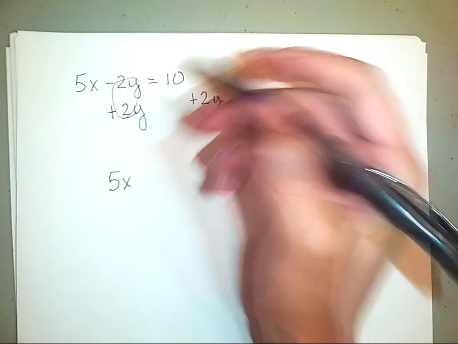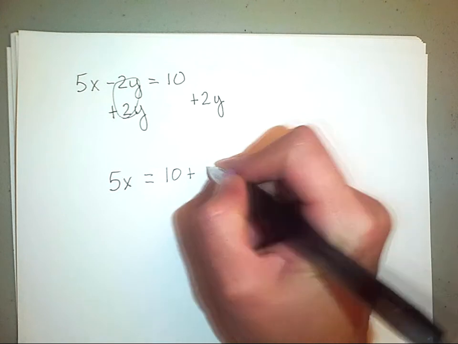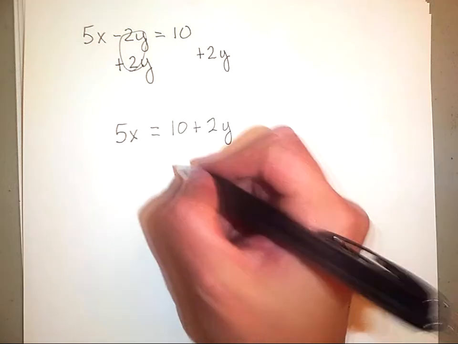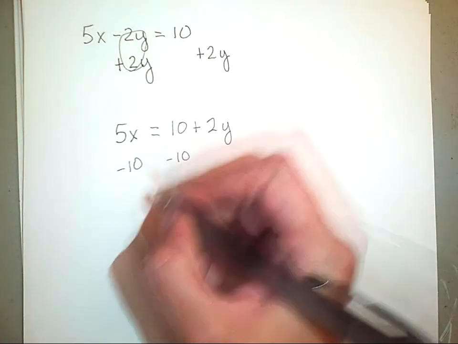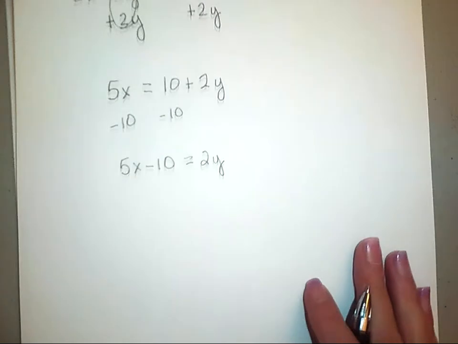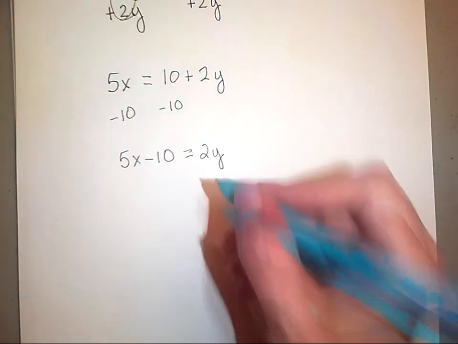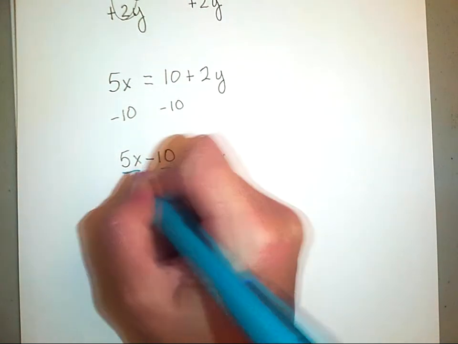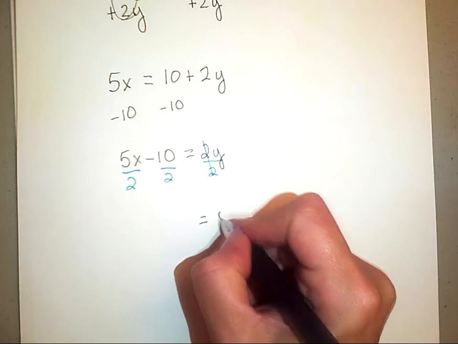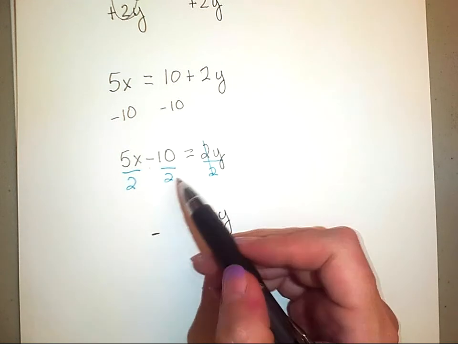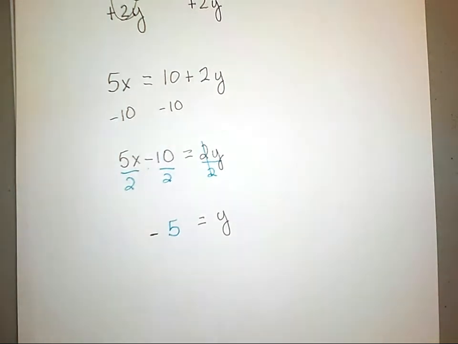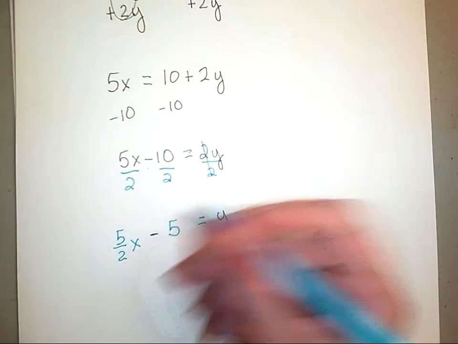So on this side we'll have 5x. This will go to 0. And these aren't like terms, so they will stay the same. Now I can subtract the 10 from both sides. So 5x minus 10 is equal to 2y. And finally we can divide by 2. So over here we will just be left with y. The negative here, 2 goes into 10 5 times. And then here we could write this as 5 halves of x.